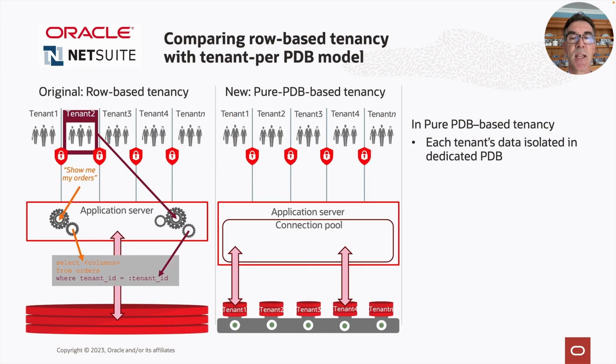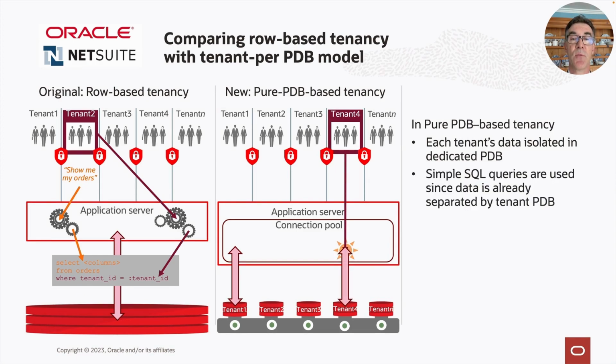Contrast the pure SaaS model of Oracle Multitenant. Here we have a tenant per PDB. To satisfy the same business requirement, to show orders for, say, tenant 4, the application server requests a connection from the pool to the PDB for tenant 4. Since that is a dedicated container for tenant 4, only the simple SQL statement is required, select star from orders. Incidentally, this is likely to result in a much better query plan.